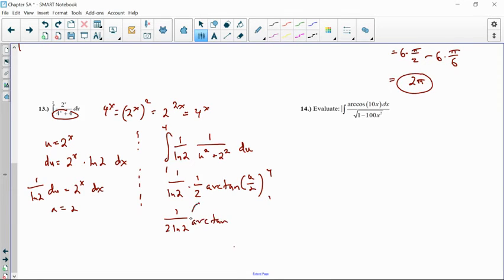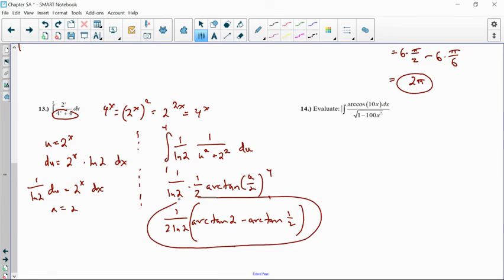Arctangent, I'll use parentheses here. 4 divided by 2, so it's 2, minus arctangent of 1/2. Now, 1/2 is a great ratio if you're sine, but not for tangent. So I would just leave it like this. This is fine. Okay, very good.